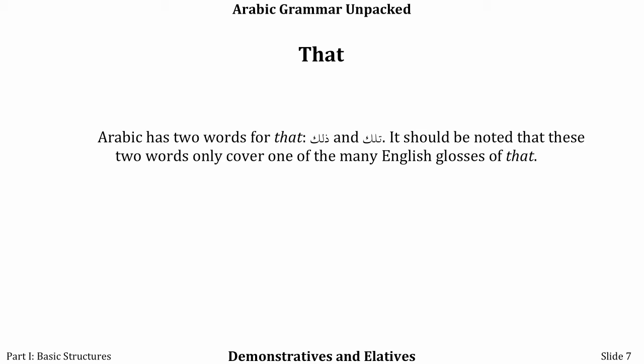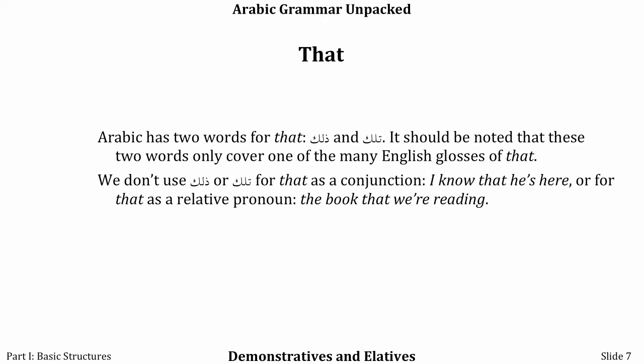But the important thing to note here is that the English word that has multiple meanings. In fact, it's one of the trickiest words for non-native speakers of English to learn to use properly. So we don't use dhalik or tilka for that as a conjunction. A conjunction links two sentences together. I know that he's here. Or we don't use it for that as a relative pronoun, the book that we're reading, where we give additional information about a subject or topic.